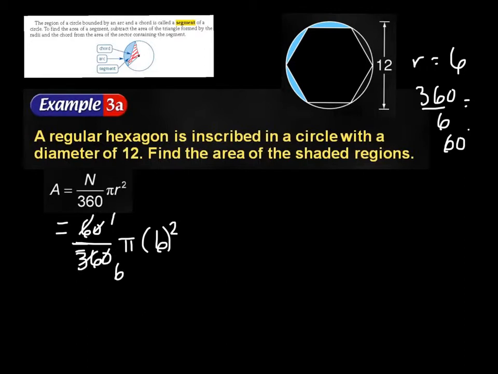Times pi times 6 squared, so that actually simplifies out really well, is going to be exactly 6 pi. Decimal, if you want it, would be 18.85. And that would be the area of one of the sectors. We're going to find one segment and multiply it by 3. So next we need to find the area of that triangle so we can subtract it out.